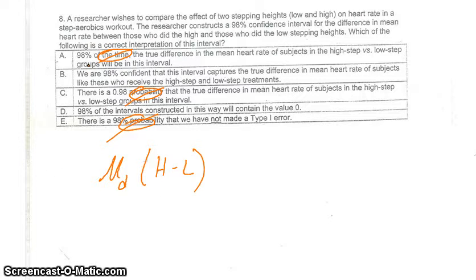Then we're down to 98% of the intervals constructed in this way will contain the value 0. And B, we are 98% confident that this interval captures the true difference in mean heart rate of subjects like these who received the high step and low step treatments. B is rocking and rolling, okay? And we don't know what's going to be true for D, plus that would be more of an interpretation of our confidence level. Remember the confidence level? All right.